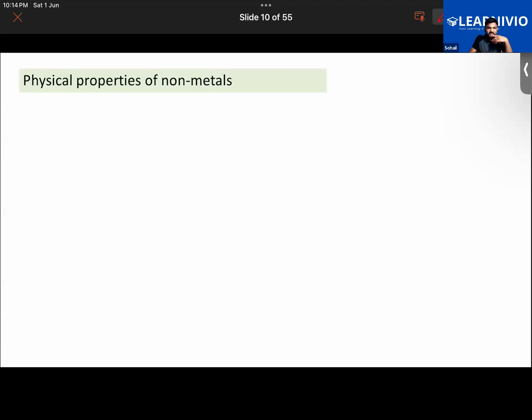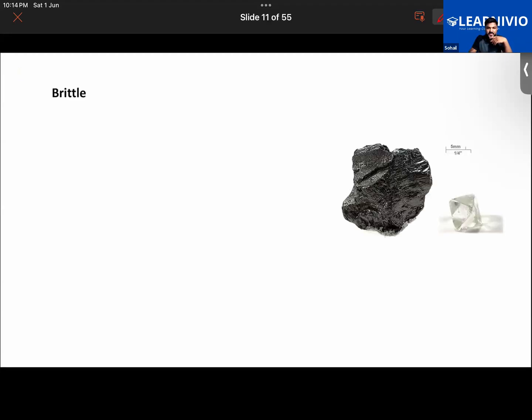Talking about the physical properties of non-metals, they are non-lustrous and they are not hard. They are brittle. Upon hammering with a hammer, they will break into pieces. So non-metals are brittle in nature, meaning that they break into pieces upon hammering. An example is coal. Coal gets broken into pieces when it is hammered.